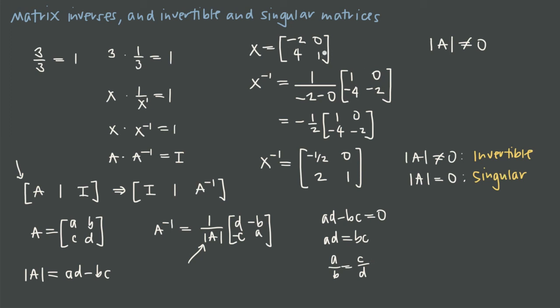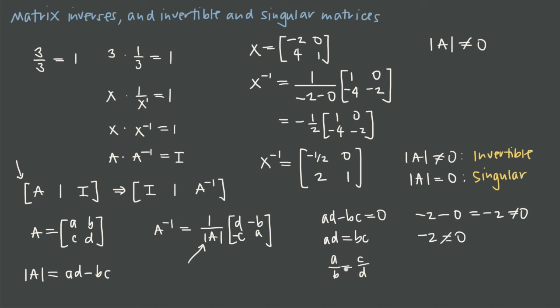So again, going back to this matrix X here, if we're given this matrix -2, 0, 4, 1, I could say AD is -2 times 1, that's a -2, minus BC, that's 0 times 4, which is 0. And I see that this is equal to -2, which is not 0. I know right away the matrix is invertible. Or I could have done this method, AD equals BC. I could have said -2 times 1 is -2, 0 times 4 is 0. Because these are not equal, I know that the matrix is invertible.